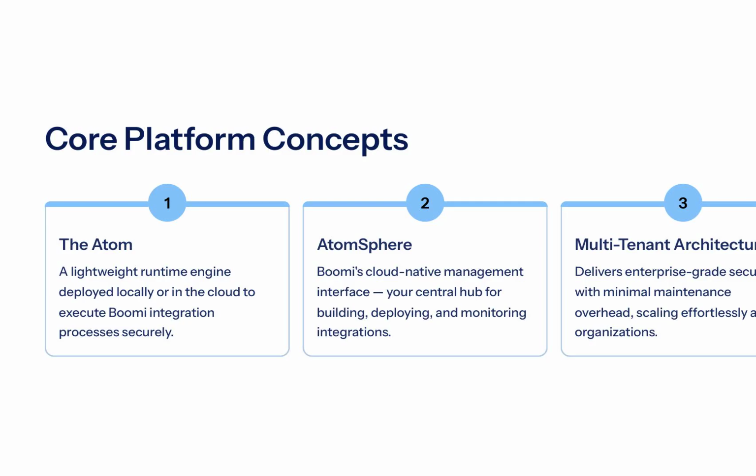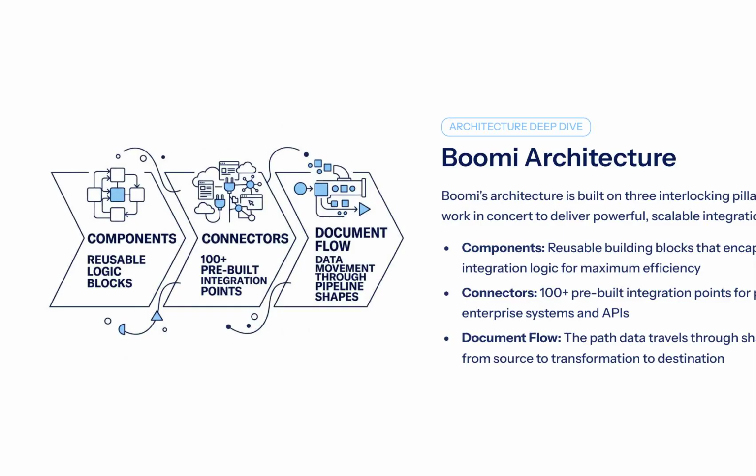The Atom and AtomSphere architectures provide a lightweight runtime engine, enabling fast and flexible integration. By leveraging these core platform concepts, businesses can ensure the security and reliability of their integrations, while also minimizing maintenance efforts. Boomi's architecture comprises 3 interconnected pillars, working together to deliver robust and scalable integrations. These pillars consist of reusable building blocks, connectors, and document flow.